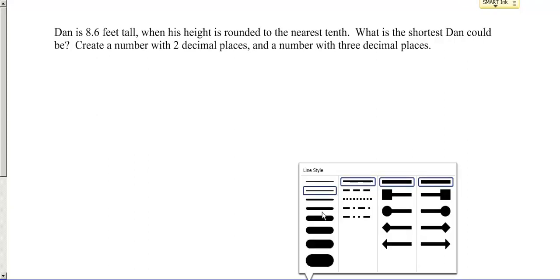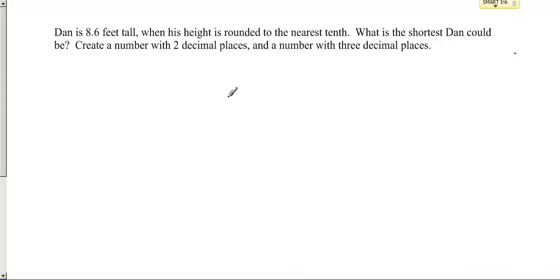Today we're working with decimals, and we're going to start working on a word problem. So this is our problem. Dan is 8 6/10 feet tall when his height is rounded to the nearest tenth. What is the shortest Dan could be? Create a number with 2 decimal places and a number with 3 decimal places.